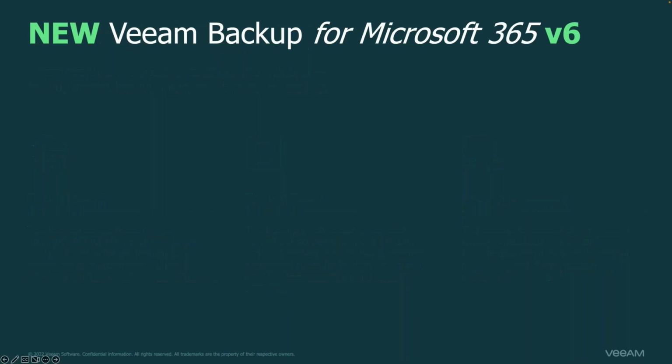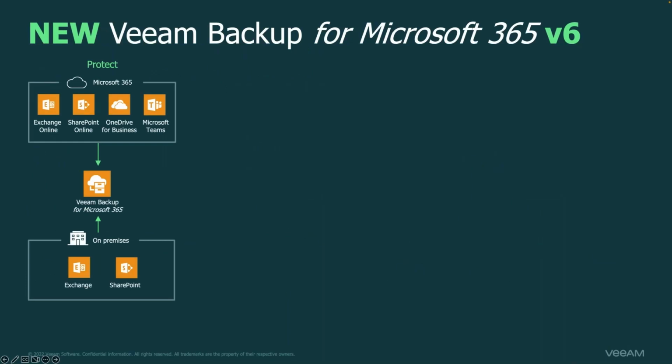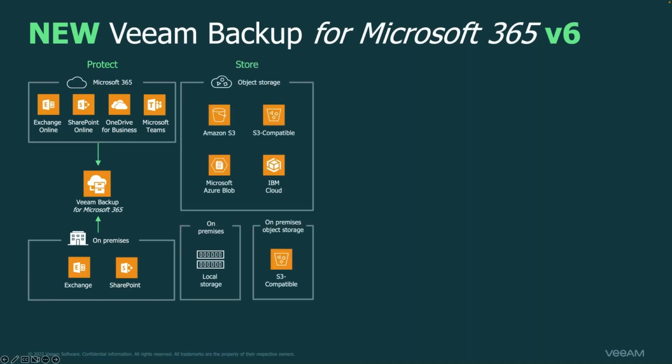So let's quickly take a look at the new Veeam Backup for Microsoft 365. On the left side, you have what you want to protect. We have something in the cloud, Microsoft 365. Veeam Backup for Microsoft 365 has the capability to protect Exchange Online, SharePoint Online, OneDrive for Business, as well as Microsoft Teams. Other than that, we also protect Exchange on-prem as well as SharePoint on-prem if you are running in a hybrid environment.